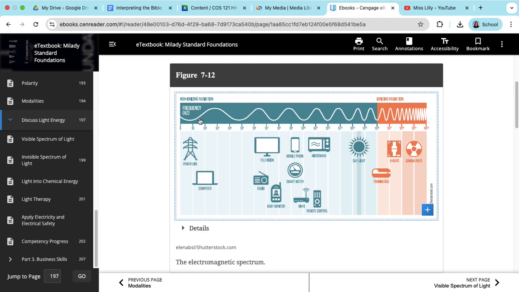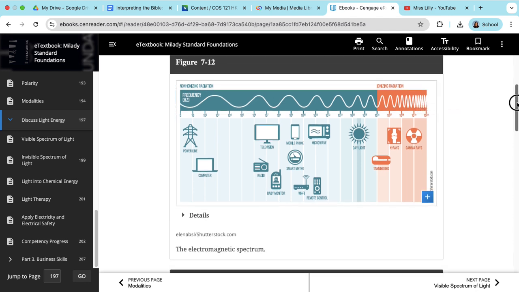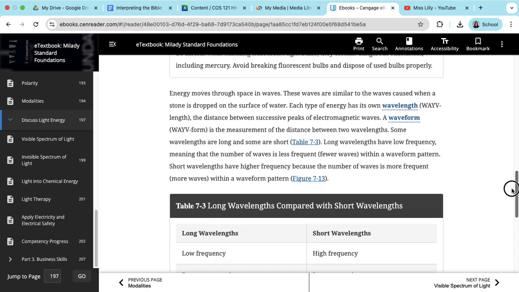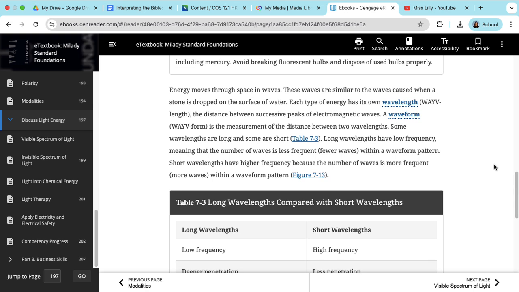Up here, you can see the frequency of how far apart they are and how they get tighter together. The stronger, the closer together they are. Energy moves through space in waves. These waves are similar to the waves caused when a stone is dropped on the surface of water. Each type of energy has its own wavelength.